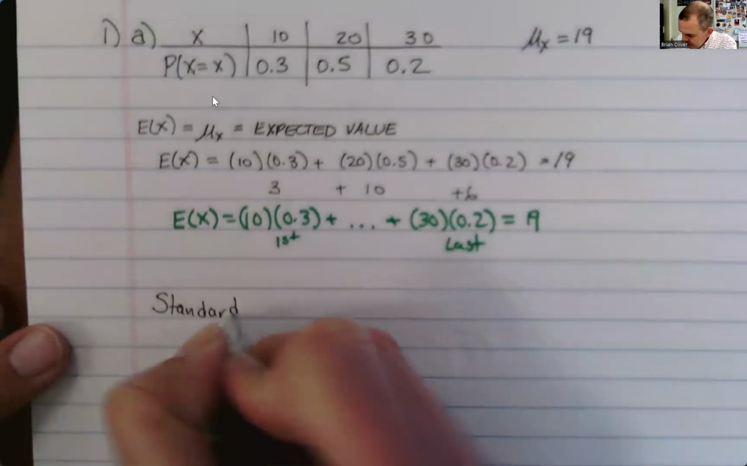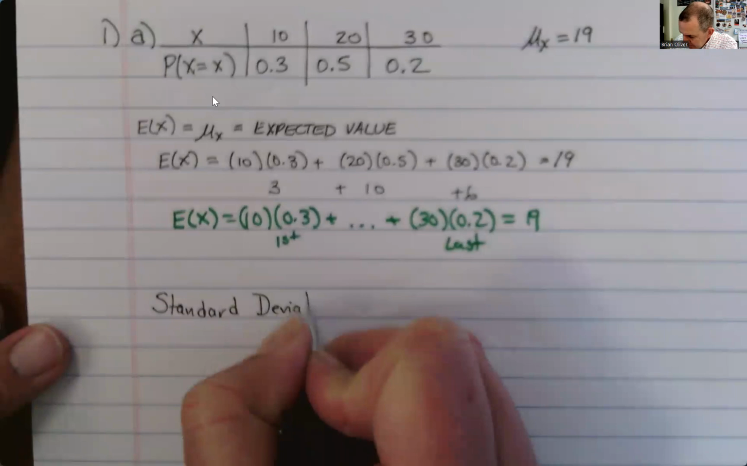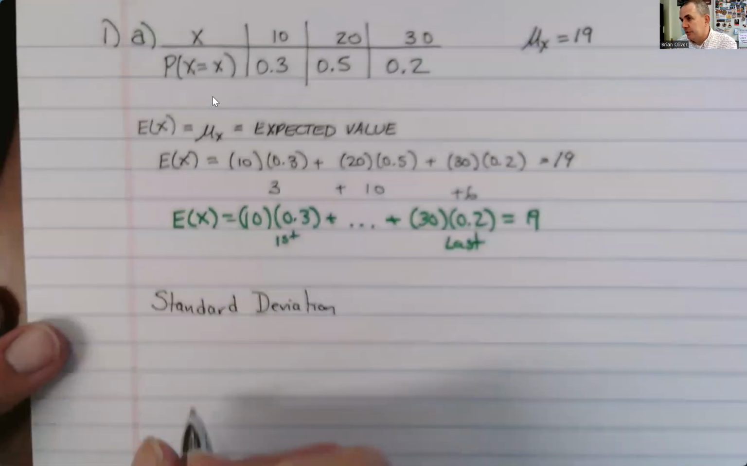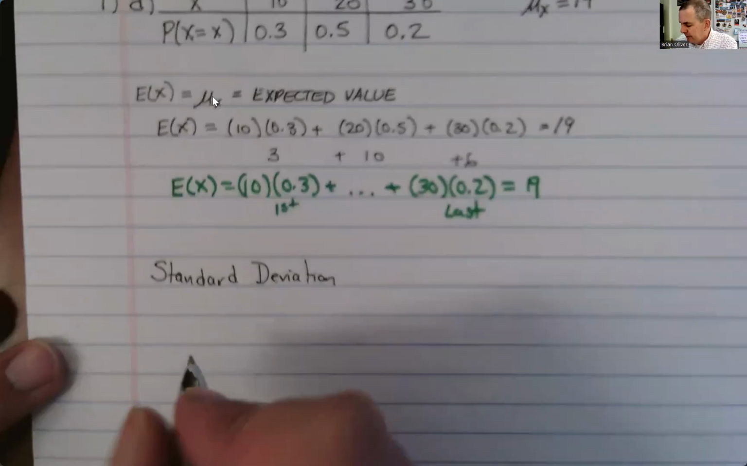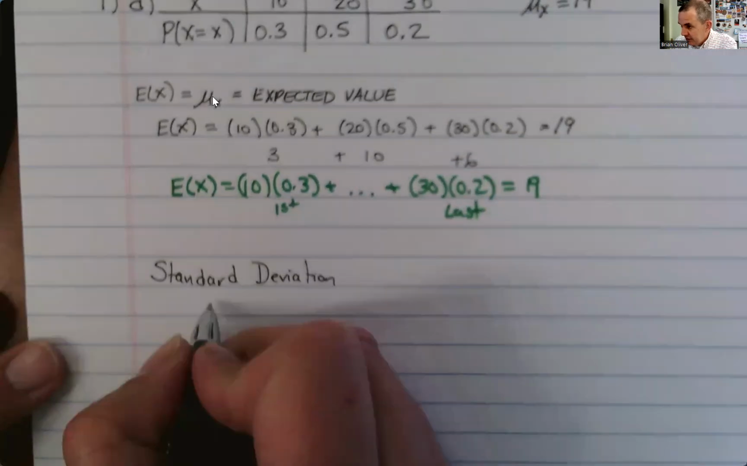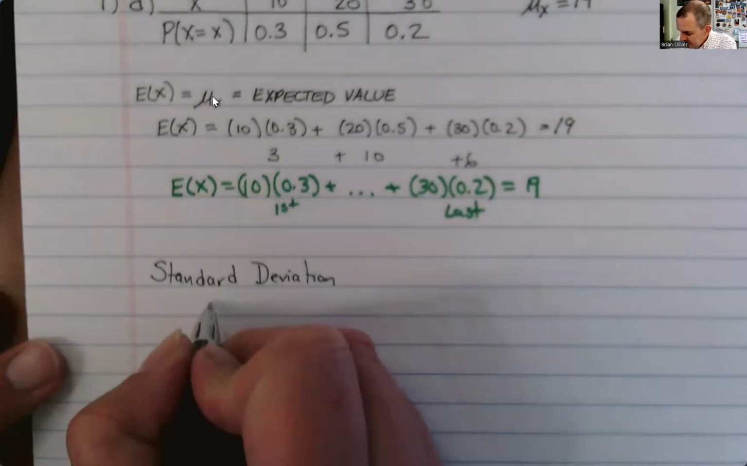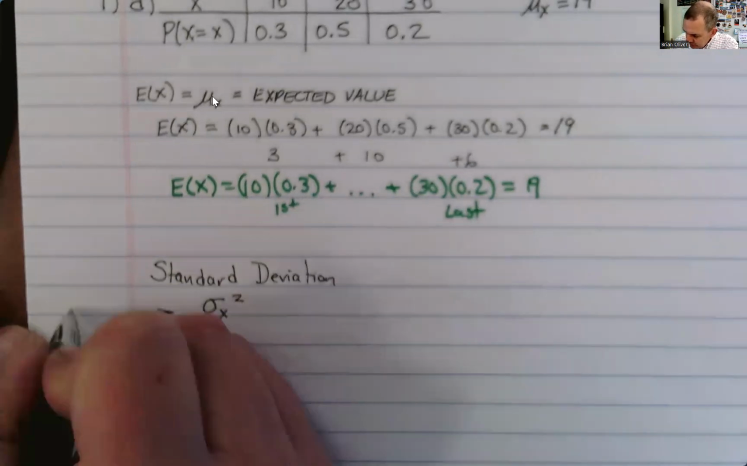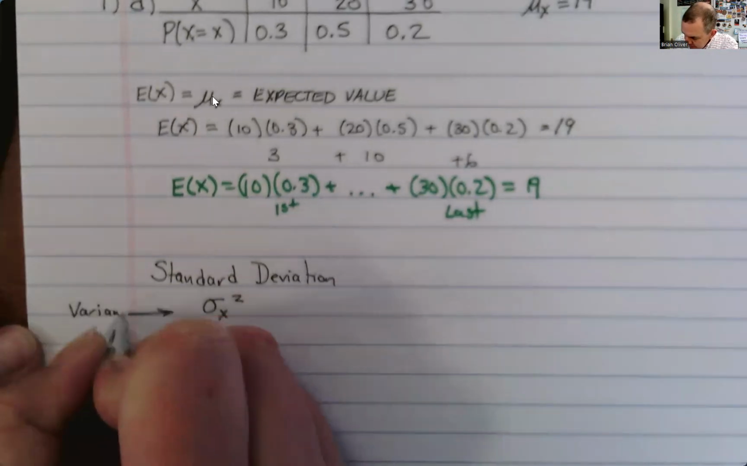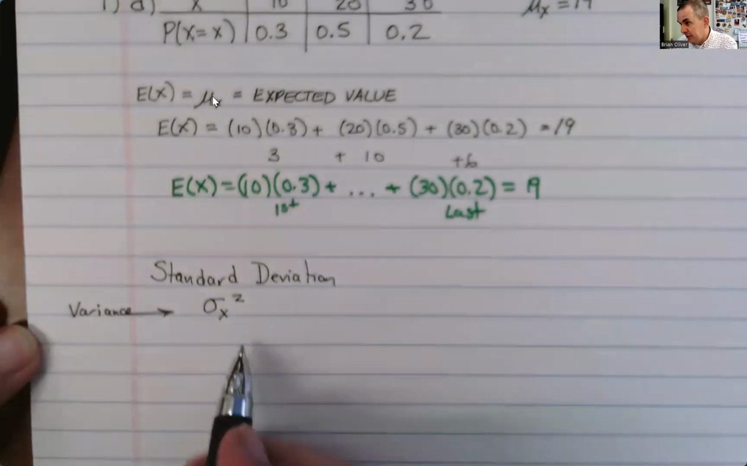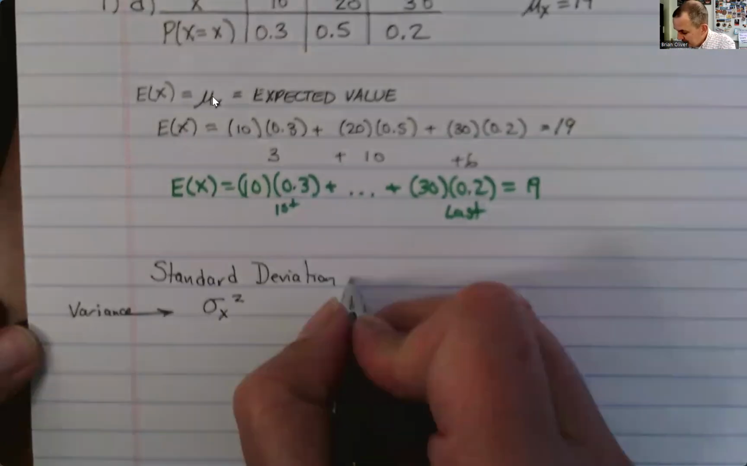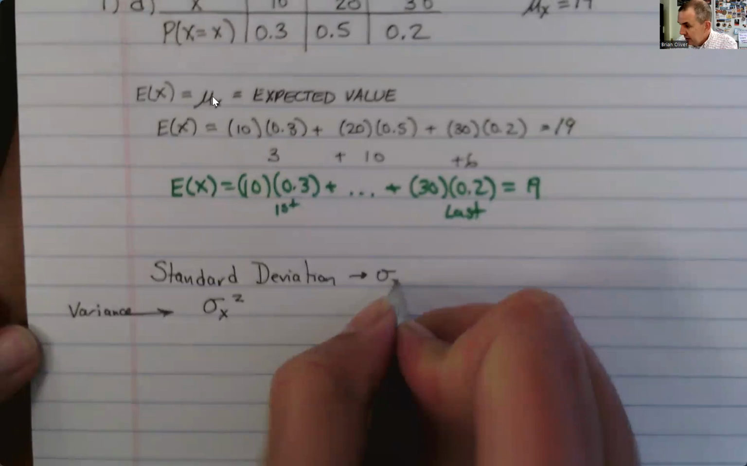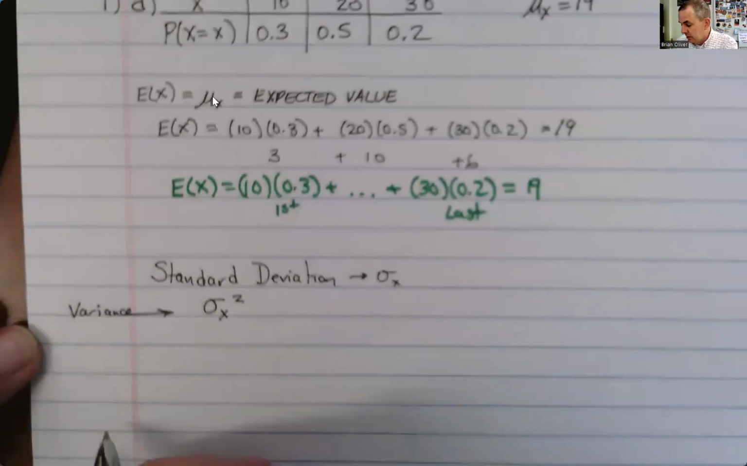Now, here's the deal with standard deviation. There's a little bit of extra work we're going to have to do, but we're still going to do it in the calculator. The first thing I need to realize is that to get standard deviation in statistics, I have to go through this thing called the variance. And the variance is merely the standard deviation squared, because standard deviation is sigma x, and sigma squared x is variance.